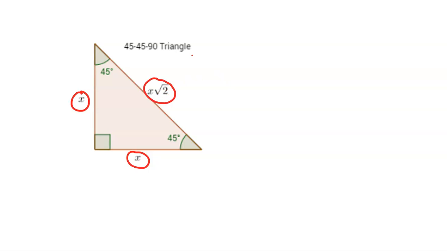Now, why do I not need a calculator to find x and y in that previous problem? Because in the unit circle, the hypotenuse is the radius, which is 1. Which means that x times radical 2 equals 1, because that's my hypotenuse, that's my radius.